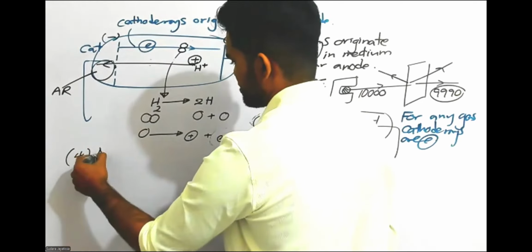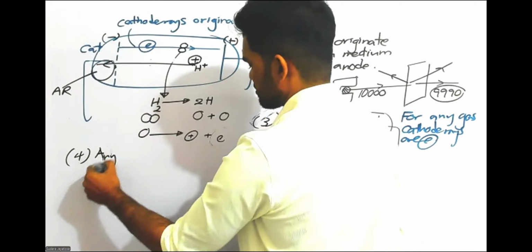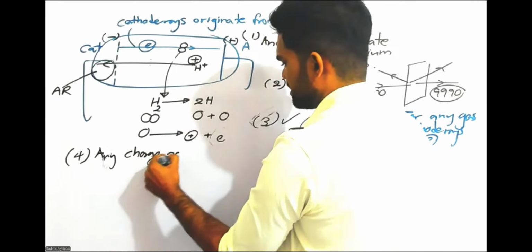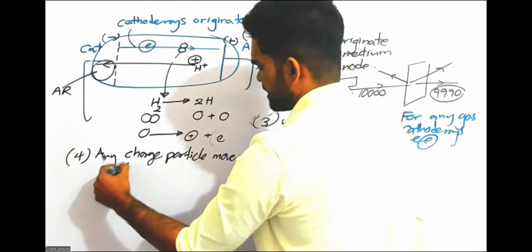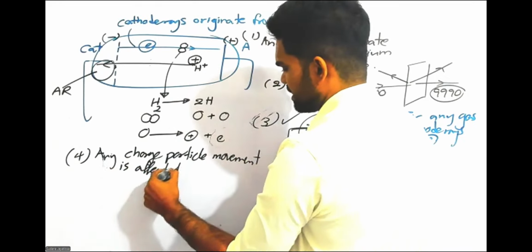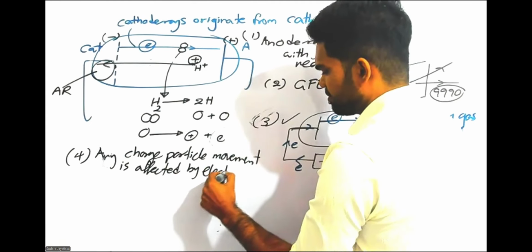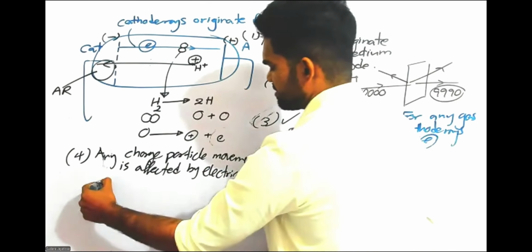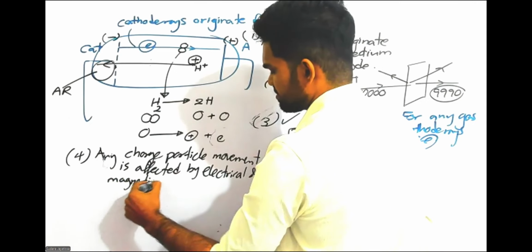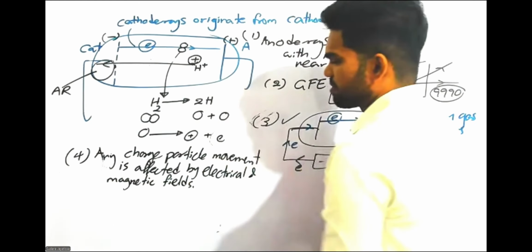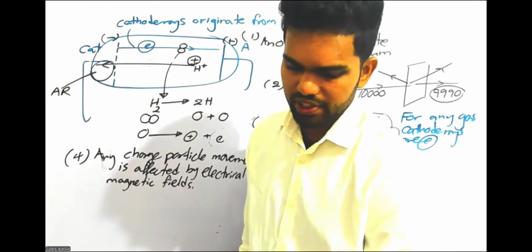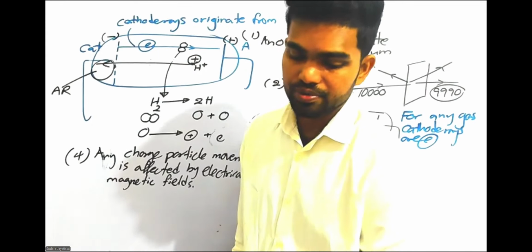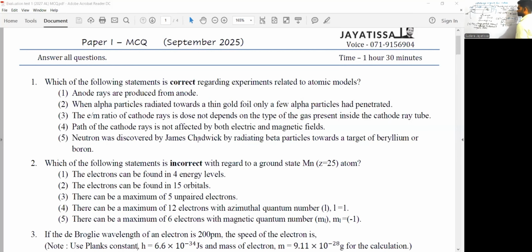Any charged particle movement is affected by electrical and magnetic fields. Understand? So they will bend and they will deflect. That will happen. So the fourth one is wrong because cathode rays are negatively charged, so they must be deflected. And then look at the fifth one. Let's see why the fifth one is wrong.